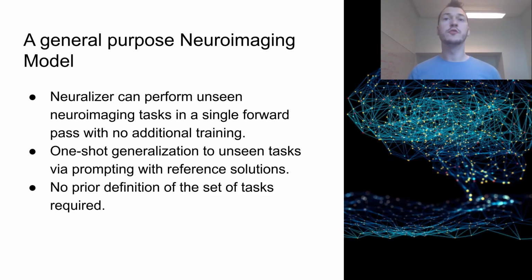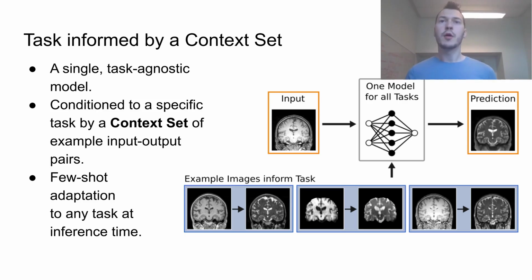In this work, we introduce Neuralizer, a general-purpose neuroimaging model. Once trained, our model can perform unseen neuroimaging tasks in a single forward pass with no additional training. A special prompting setup allows the model to few-shot generalize to unseen tasks and image modalities. We set up our model so that Neuralizer uses a single model to solve all tasks on all neuroimaging data.